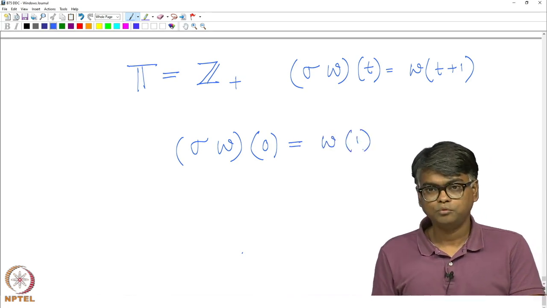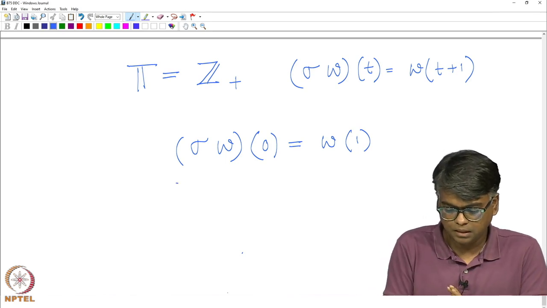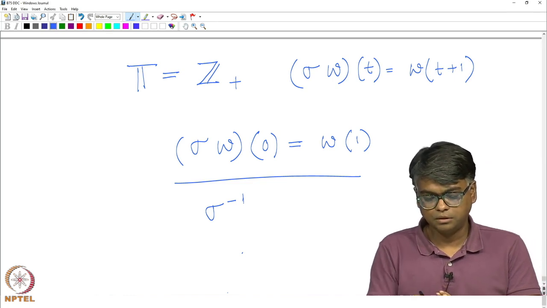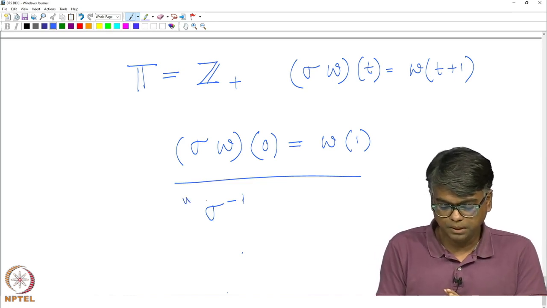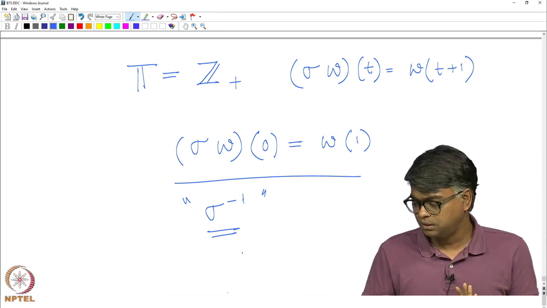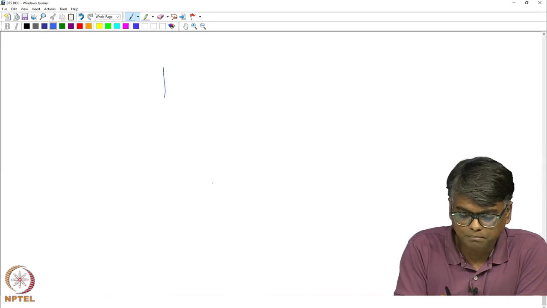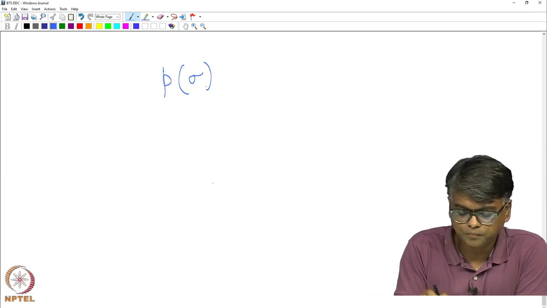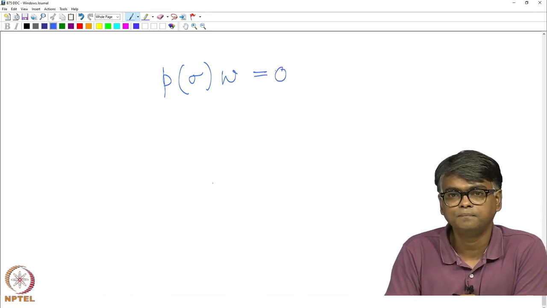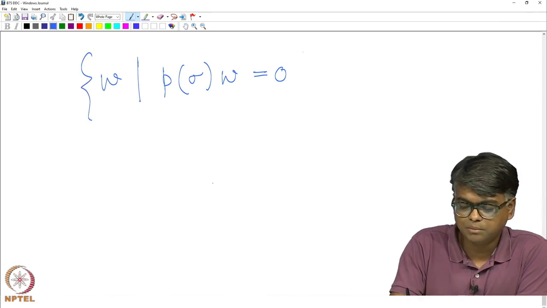1. Because the trajectories are described like this, in this case it may not make sense to invert this sigma. Sigma inverse may not be a valid operator to talk about for all trajectories. I will tell you what the reason is. Whenever there is an operator P sigma, P sigma w equal to 0 is a kernel representation. The behavior here is all those w's for which P sigma w is equal to 0.